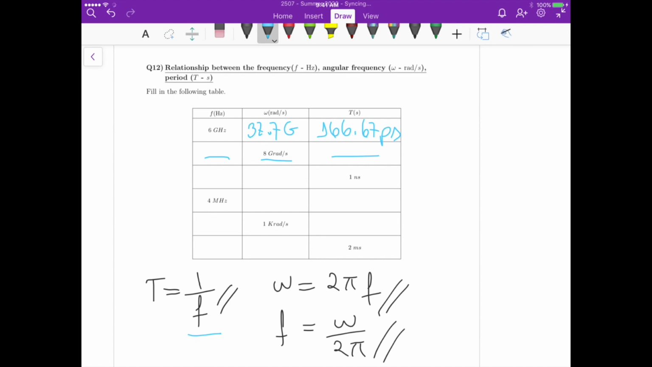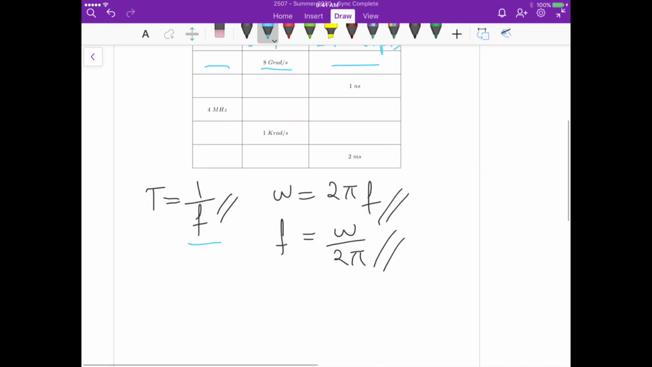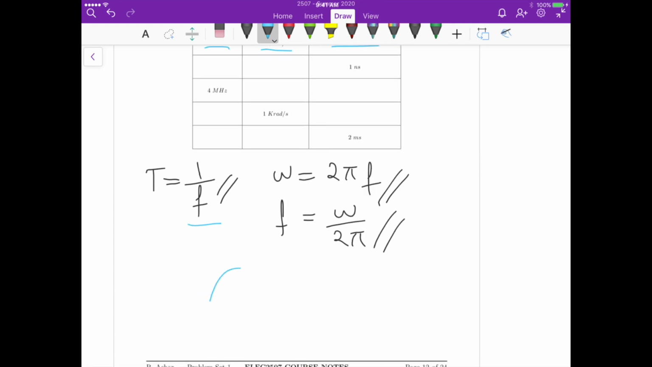And the period here is just the length in time of one single oscillation. So how long it takes from one zero crossing. If you look at a sine wave here, how long does it take to go from this point to that point here? So that's your period. Okay.